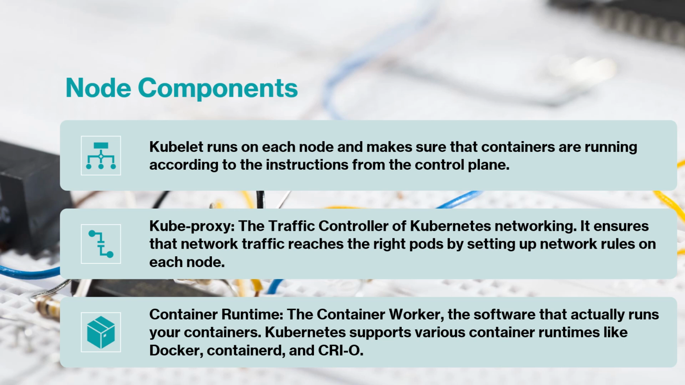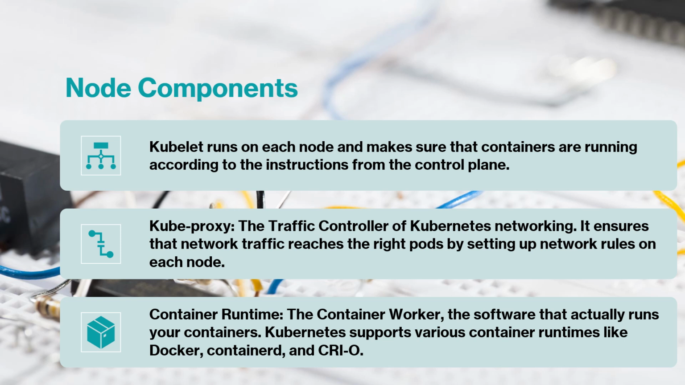For example, if a user or another pod tries to reach a service, Kube Proxy directs that traffic to the correct pod, even if the pod moves to a different node. It handles all the load balancing and traffic routing, making sure communication within and outside the cluster happens seamlessly.